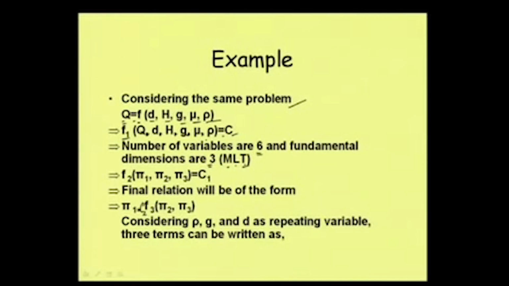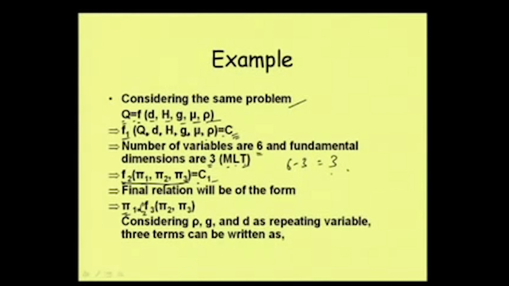Well, now we are sure that 6 minus 3, that is 3, pi terms will be there, and that is why we write this equation as f2, a different function, of pi 1, pi 2, pi 3 equal to C. That way we can write the function. And then, when we write like this with a different constant, pi 1 can be related to the other functions also.